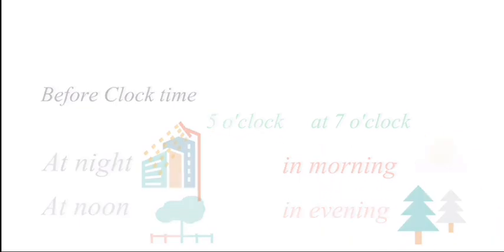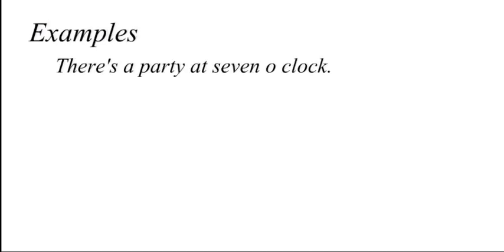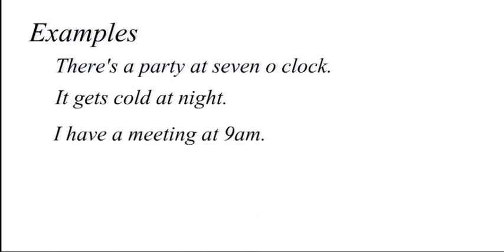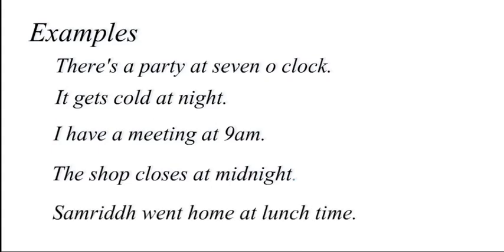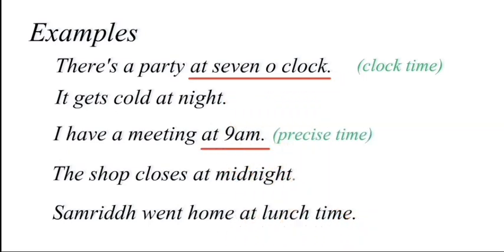Let's see some examples with the preposition at. There's a party at 7 o'clock. It gets cold at night. I have a meeting at 9 a.m. The shop closes at midnight. Samrid went home at lunchtime. See, when we talk about any clock time like at 7 o'clock, or any precise time like at 9 a.m., or any particular time like at lunchtime or at midnight, we use at.